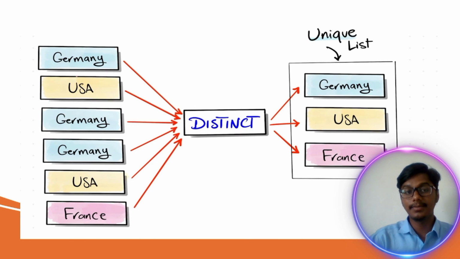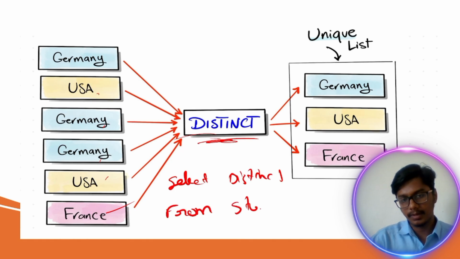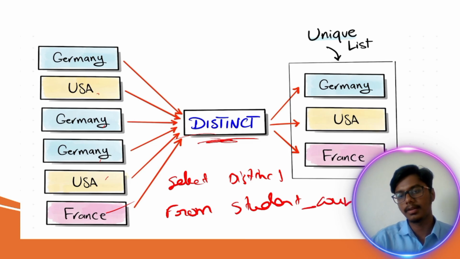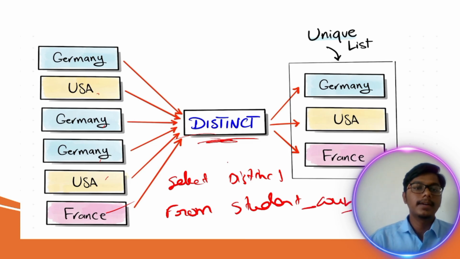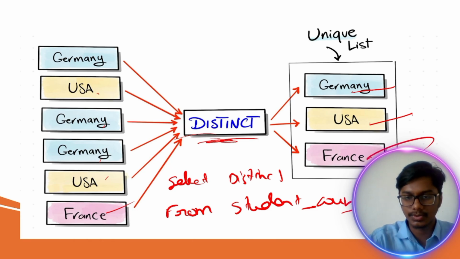If you have values like Germany, USA, USA, France, and you use the distinct keyword with select distinct country from the student table, it gives a unique list: Germany, USA, France. Likewise, it can be used.